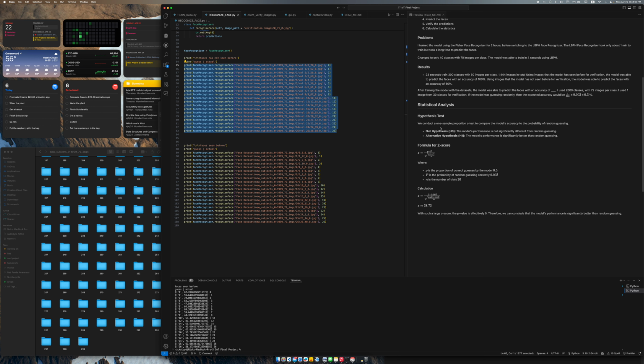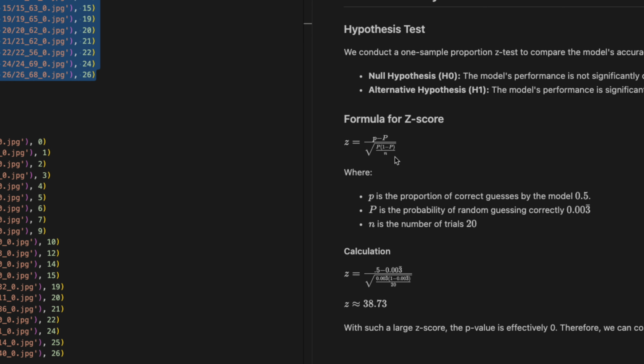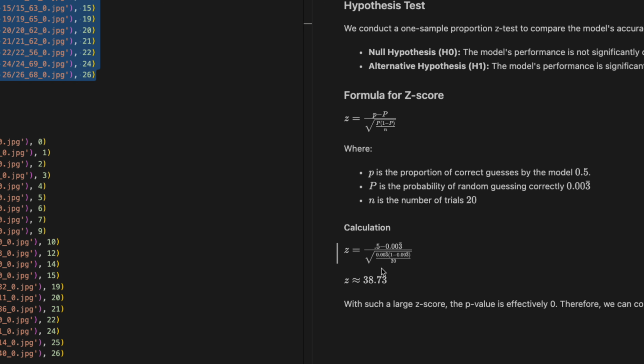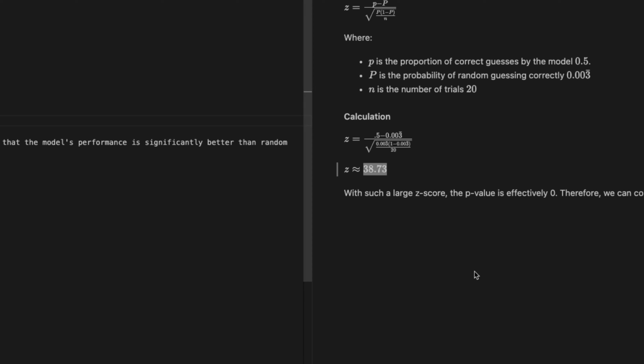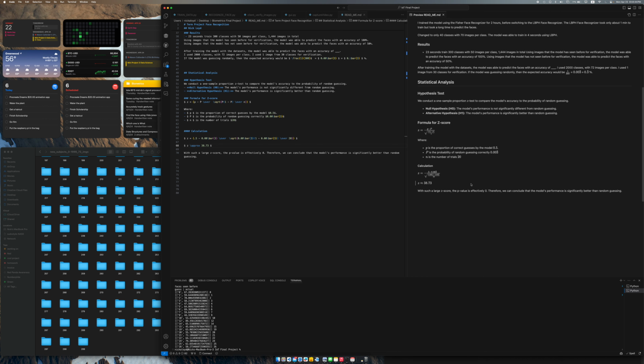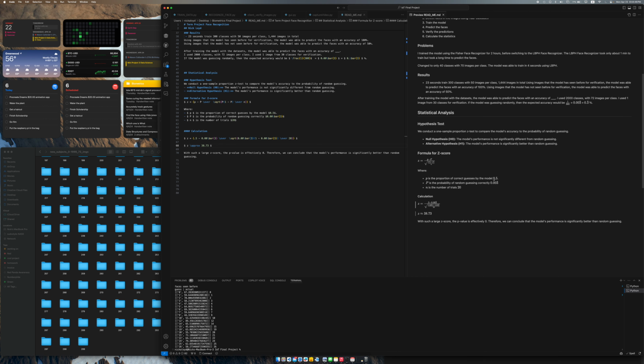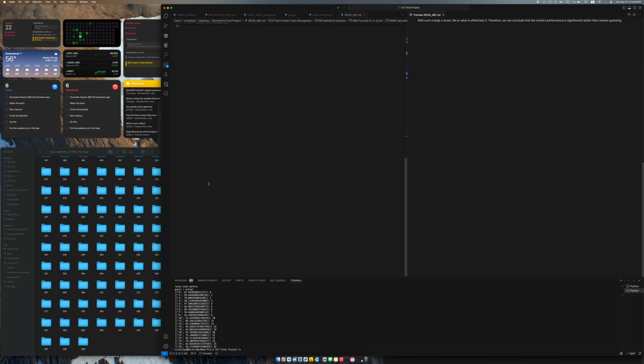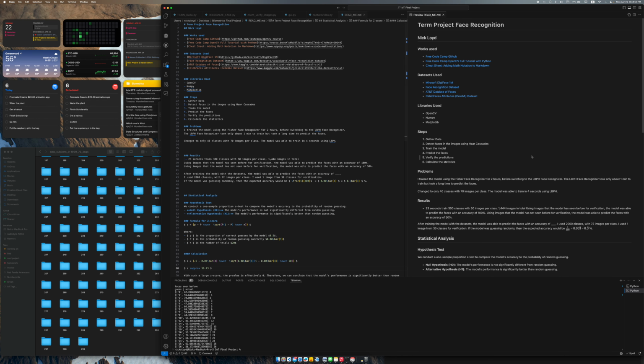So I did a little bit of statistics, saying that this is the formula for the z-score, and I plugged in those values, and then I got a z-score of 38.73. So it definitely falls significantly higher than just randomly guessing. So yeah, that is the final project for face detection.